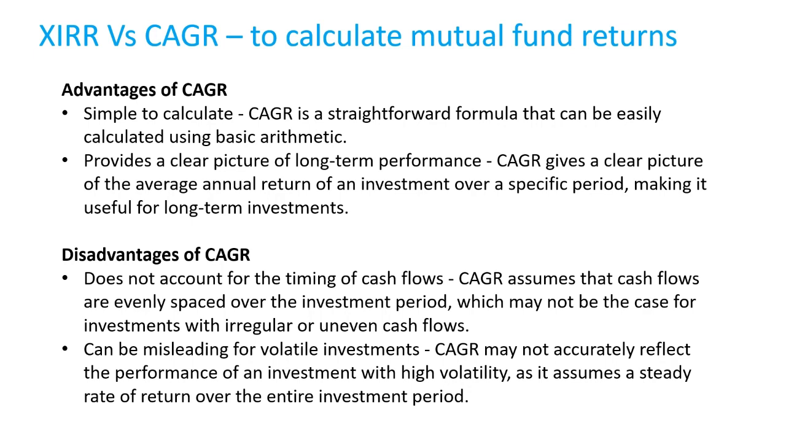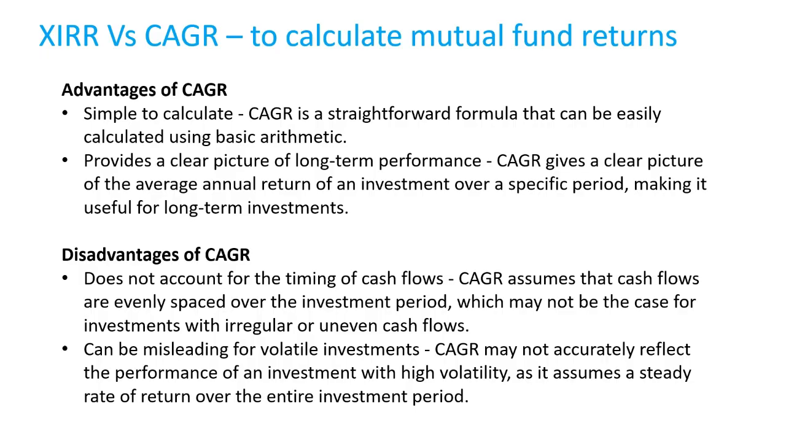Advantages: it is simple to calculate, a straightforward formula using basic arithmetic, and it gives a clear picture of long-term performance. So these are the two advantages. The disadvantage here is it does not account for timing of cash flow. CAGR assumes cash flows are evenly spaced over the investment period, which may not be the case for investments with irregular or uneven cash flow. So this is one of the disadvantages.